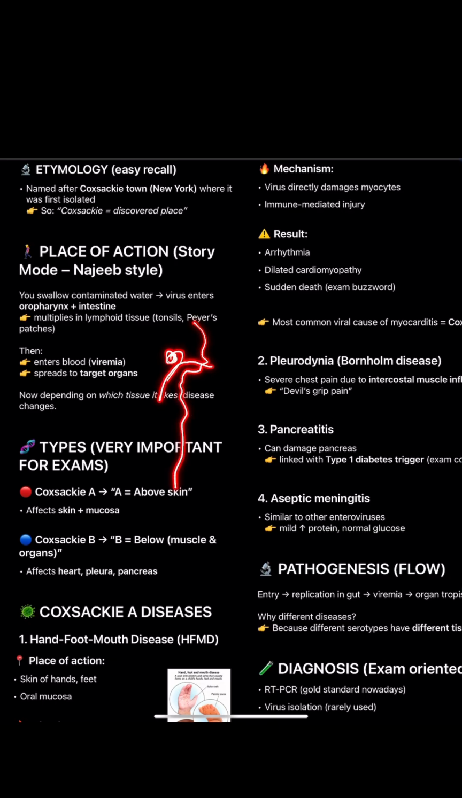Now it has gone into our oropharynx and then it has entered the intestine, where it will multiply in the lymphoid tissues like tonsil and in the Peyer's patches. Then the virus will enter blood, viremia, and spread to target organs. Now, depending on which tissue it likes, which tissue it invades, the disease changes.